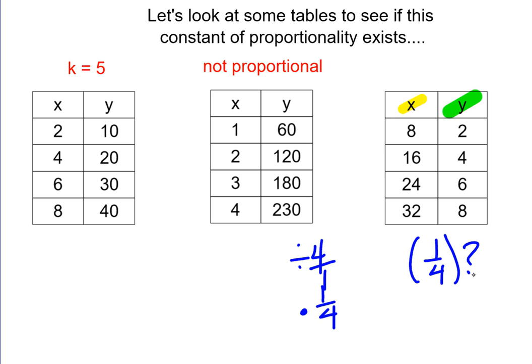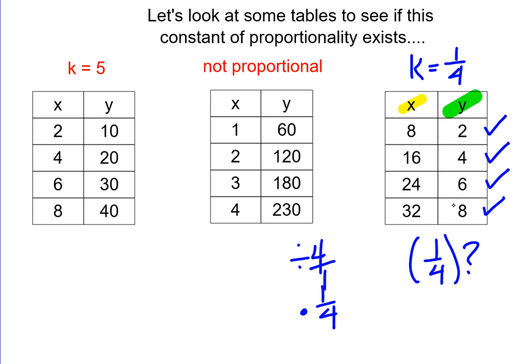So we can say that we are multiplying by 1/4. And we want to know, is that the constant of proportionality that will exist every single time? So 8 times 1/4, or 8 divided by 4, equals 2. So we know that works there. 16 times 1/4 is 4. 24 times 1/4 is 6. And 32 times 1/4 is 8. So this does exist. We know that that constant of proportionality is 1/4 because it works all the time and it is constant. So this is how we know, by looking at a table, whether something is proportional or not.